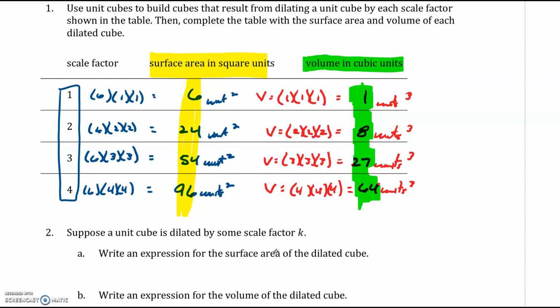And notice what we did is we had to take the scale factor and multiply by itself each time. And we call that squaring. But then we had to multiply it by the original 6, because there were 6 sides. So the expression for the surface area would be the 6 sides times whatever the scale factor is squared.